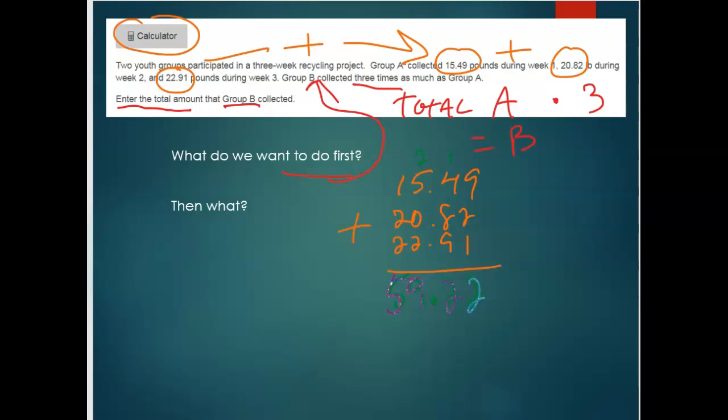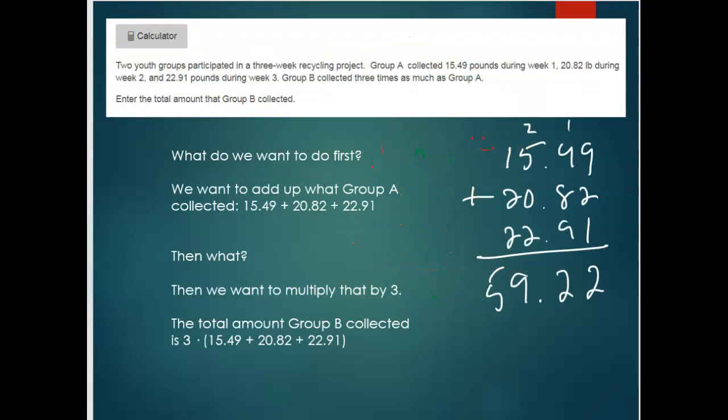But that's just the first step. We need to now figure out Group B's total, and that's 3 times Group A. So on the next slide here, I show that worked out, and I want to direct your attention down here. The total amount Group B collected is 3 times the sum of Group A. Note how I wrote this. You see how I put the sum of the Group A numbers in parentheses there?